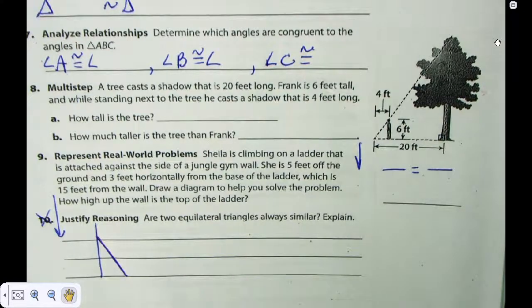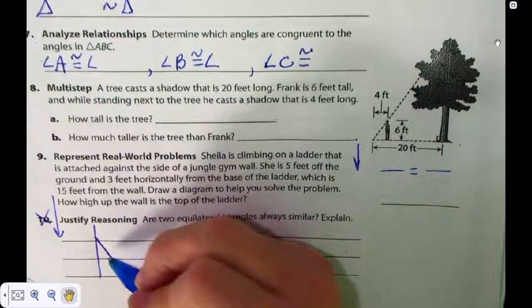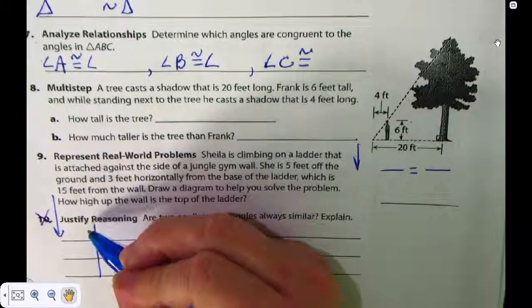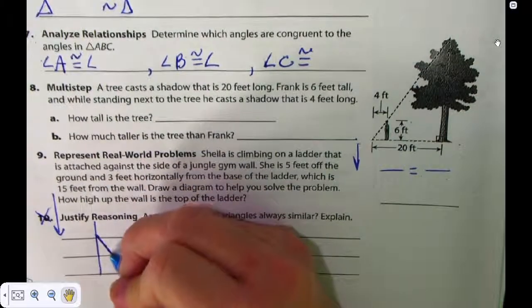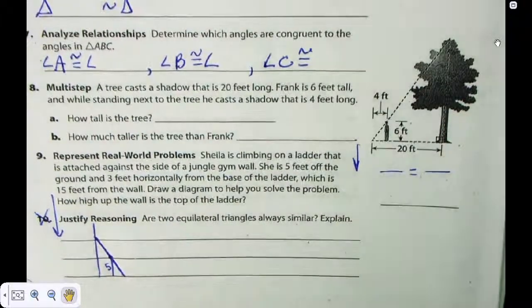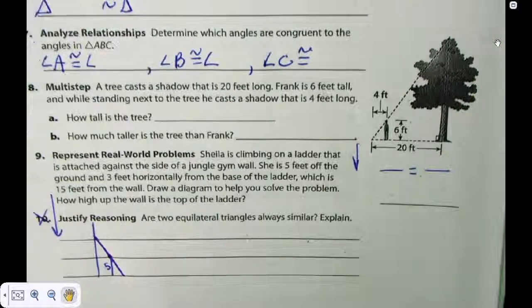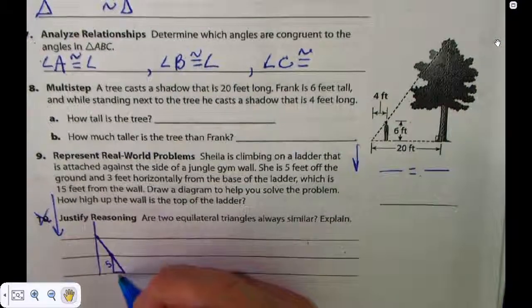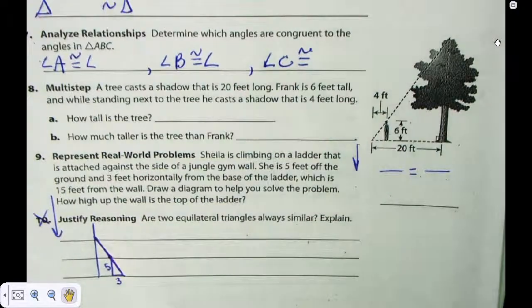Oh, I should have put it. Oh, well. We don't have much room to write. Okay. She is 5 feet off the ground. So she's not at the top of the ladder yet. She's on the ladder 5 feet from the ground. Wherever she is, she's 5 feet off the ground, which is 3 feet from the base of the ladder. Base of the ladder means the bottom.